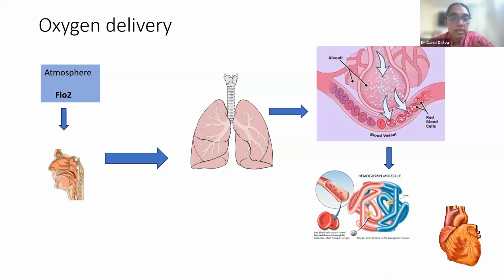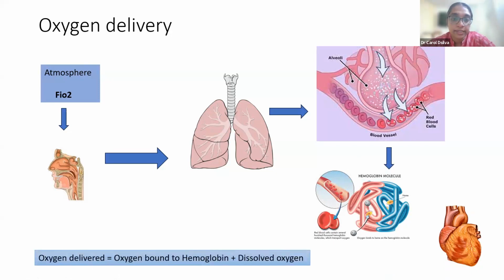One important concept is that the oxygen delivered in your body is delivered in two forms. One is oxygen bound to hemoglobin, which I've shown you over here, and another part is oxygen that is dissolved in your plasma. The majority, 97 to 98% of oxygen, is bound to hemoglobin. This is the main carrier of oxygen in your body, and only less than 3% is in the dissolved form.